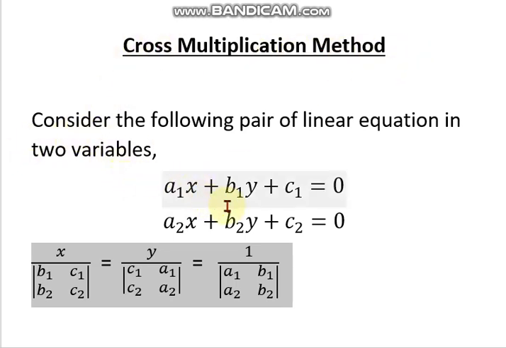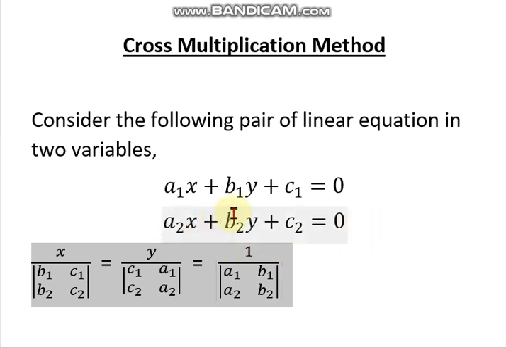Here I have considered two equations, a1x plus b1y plus c1 equals 0. See, here I have taken the standard form of the linear equations in two variables. So the second equation, a2x plus b2y plus c2 equals 0.